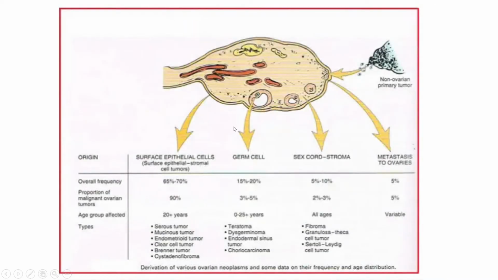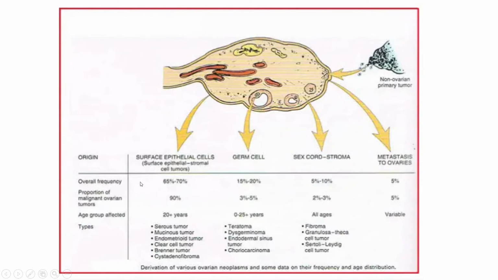These are the types of ovarian cancer. The origin, you can see the surface epithelial, as you can see here, and the germ cell here. You can see this is the germ cell, and this is the sex cord here. The stroma. This is the metastasis to the ovary. You can see the non-ovarian primary tumor.